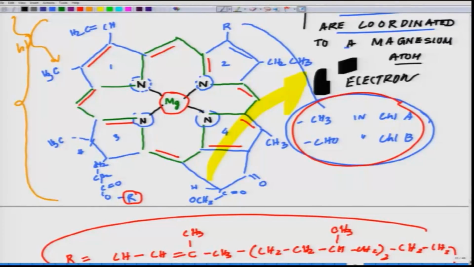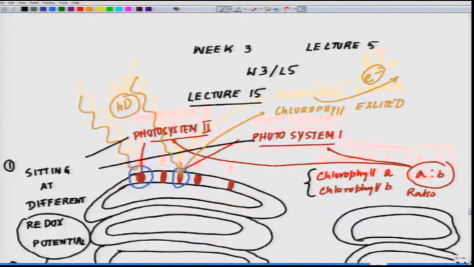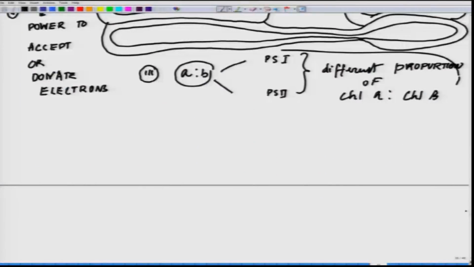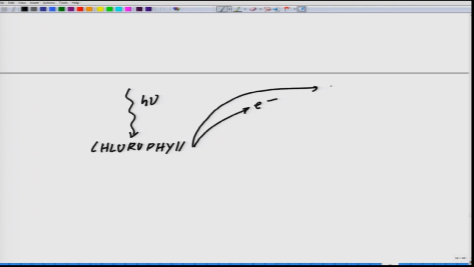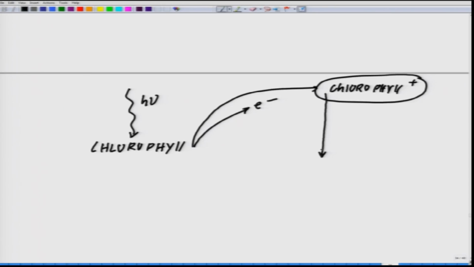Now, when it ejects an electron by absorbing light, what is happening? Chlorophyll absorbs light and ejects an electron. In that situation, the chlorophyll molecule becomes positively charged and starts behaving like a radical. Now, this chlorophyll has to be brought back to its ground state, because you have a finite number of chlorophyll molecules.